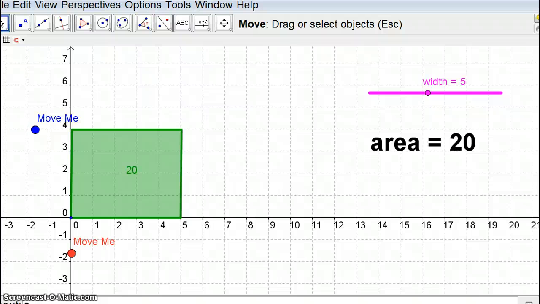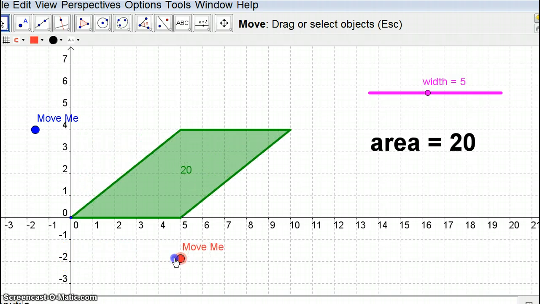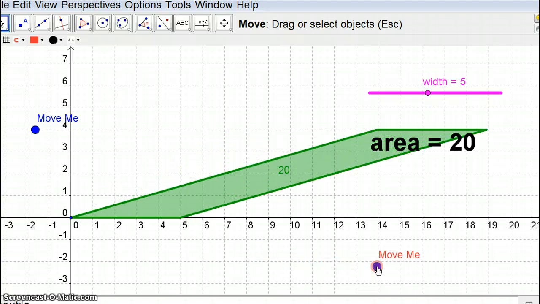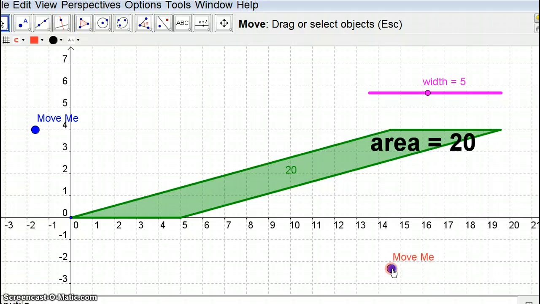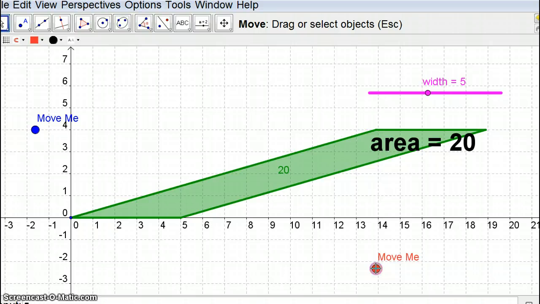What I've got here is a rectangle and the area is 30. So you can see along here we've got 5 squares and this way we've got 4 squares. Now what I'm going to do is move that like that. What I want you to do is notice what's happening to the area. Is the area changing? No, the area is staying the same.